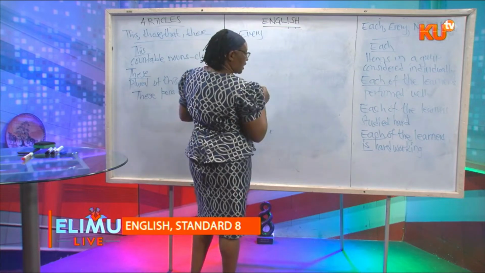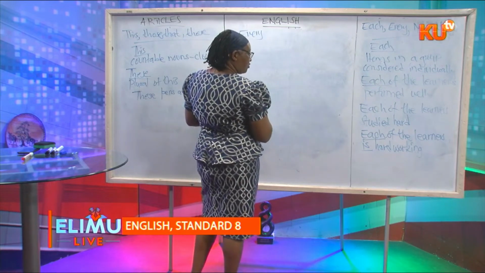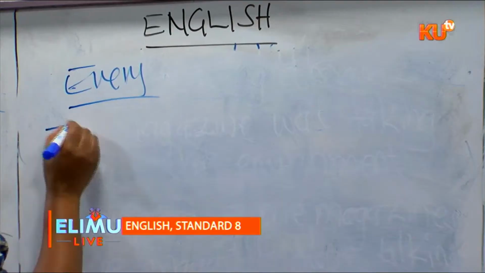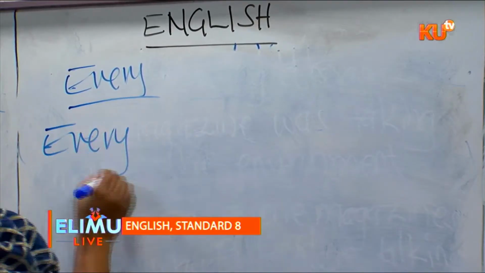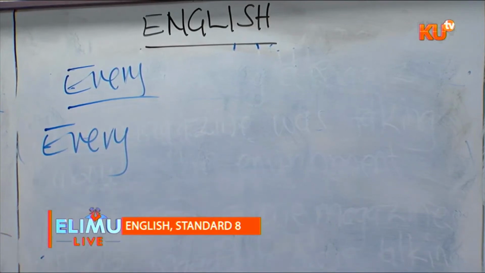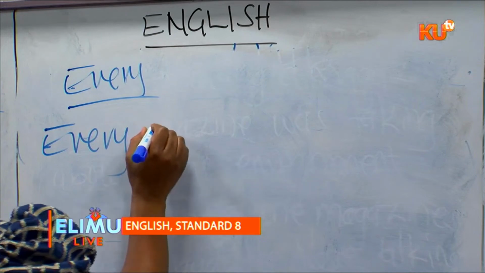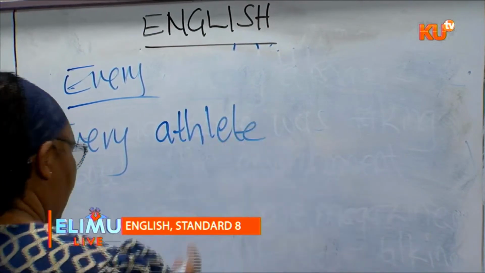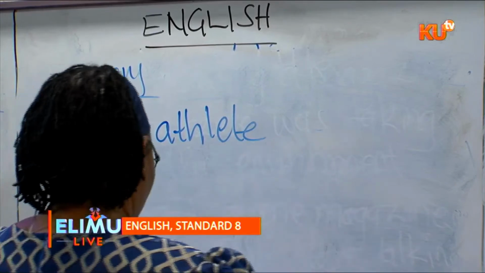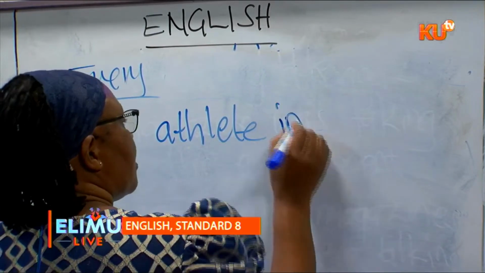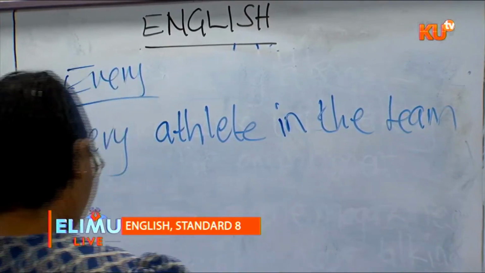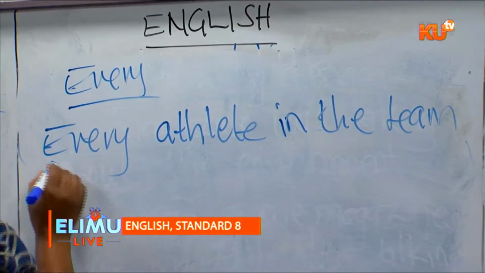So I'm saying determiner every is used the way we use determiner each. For example, in a sentence, we may have runners, athletes. So I can say every athlete in the team. Every athlete in the team is running.